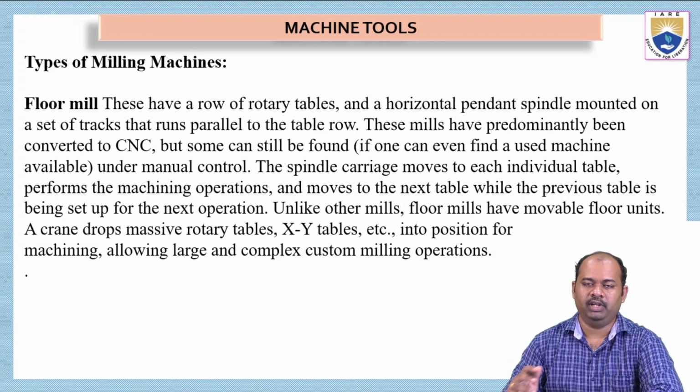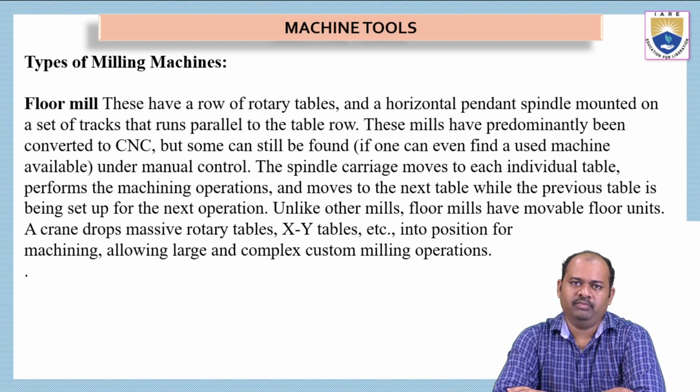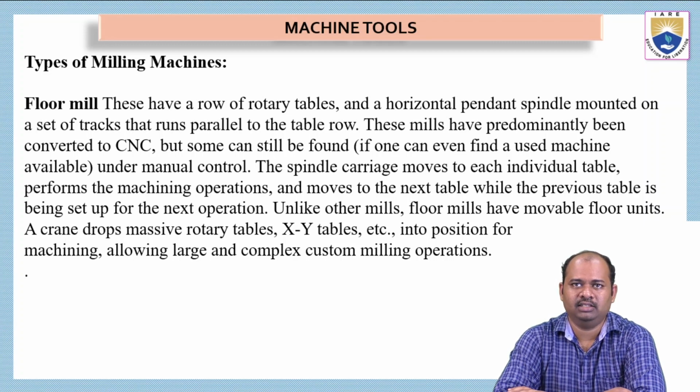And then we have the floor mill. The floor mill is another type of milling machine responsible for milling objects, and we are going to see how it works. These have a row of rotary tables, so multiple rotary tables are possible, and a horizontal pendant spindle mounted on a set of tracks that runs parallel to the table row.